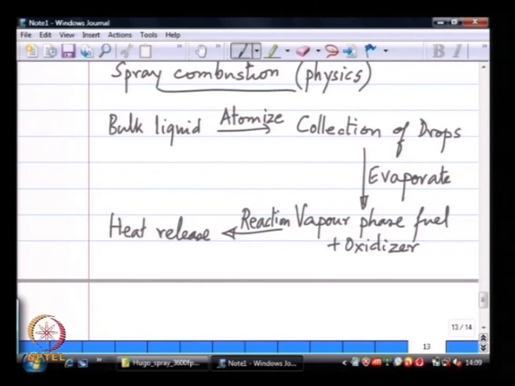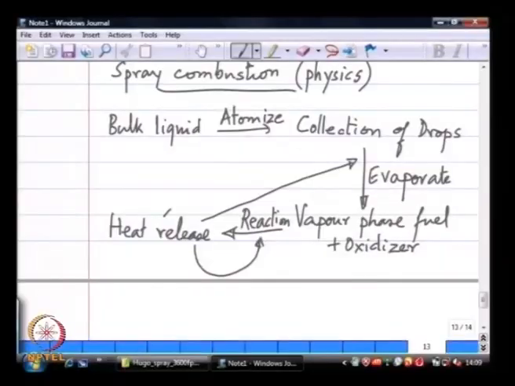Now, the heat release is not going to keep quiet, it is going to further affect this evaporation process for sure, it is going to affect the reaction process also, because the same pair of molecules, say octane and oxygen, have a different rate of reaction at different temperatures. So, as the mixture temperature goes up, the reaction rates go up typically. So, you start to see a different rate of reaction and therefore, an increased rate of heat release.